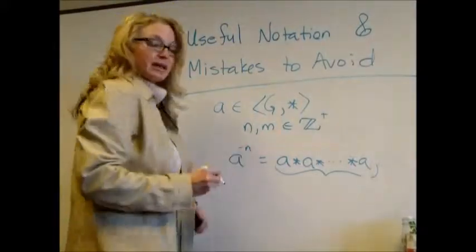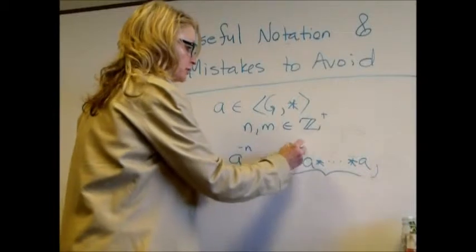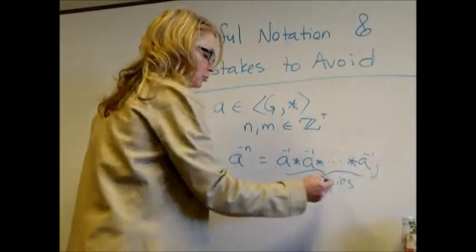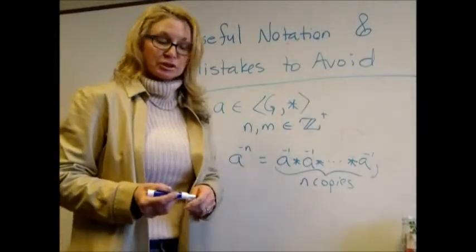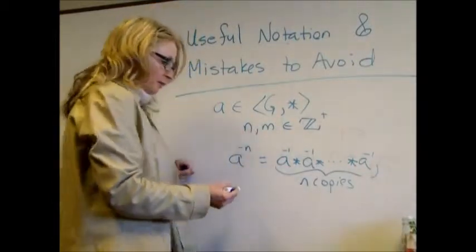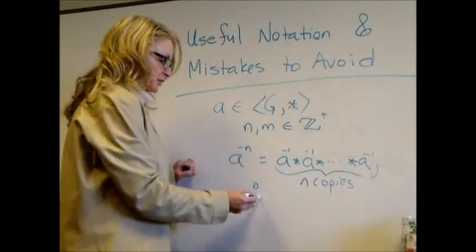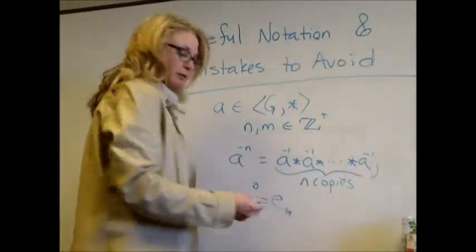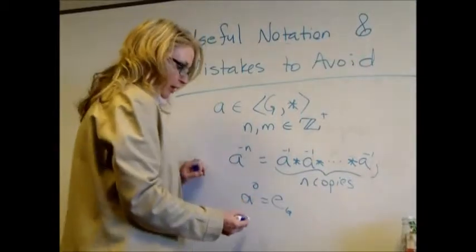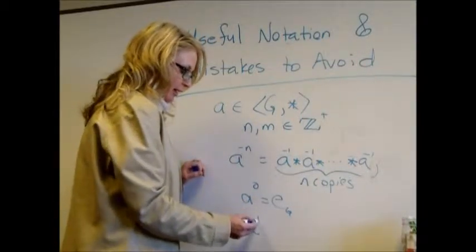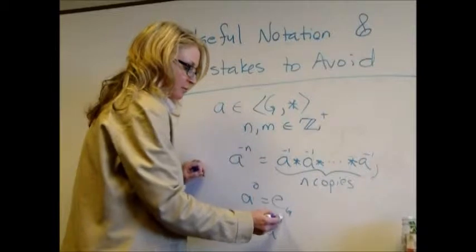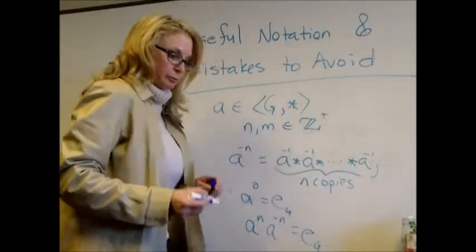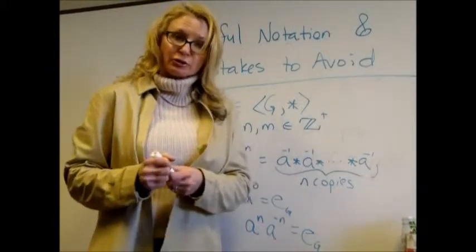Now also, a to the minus n means n copies of a inverse multiplied together using the operation of G. And therefore, we write a to the 0 to mean the identity of the group G, call it little e. So in that manner, a to the n times a to the minus n really means the identity in the group G. So that's useful notation.